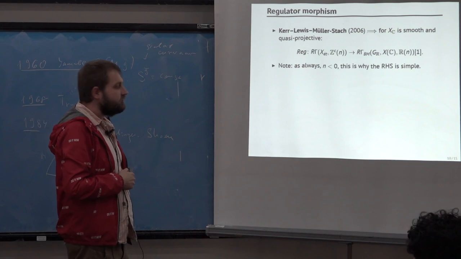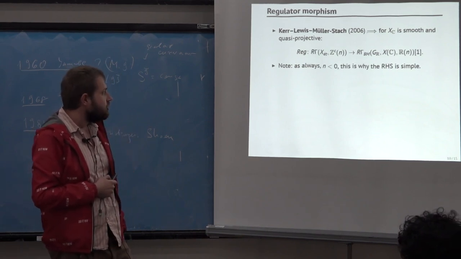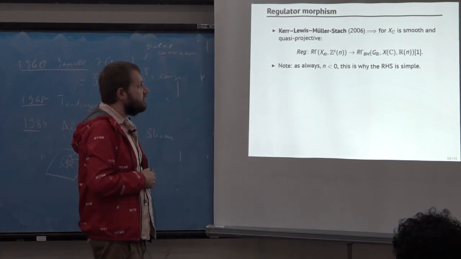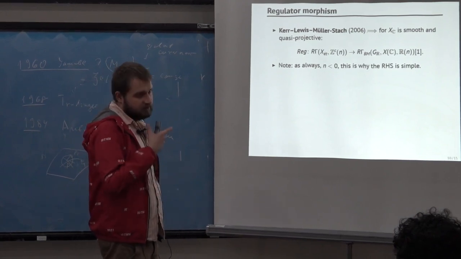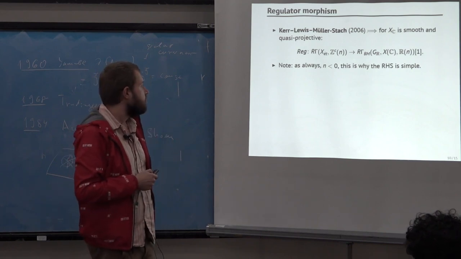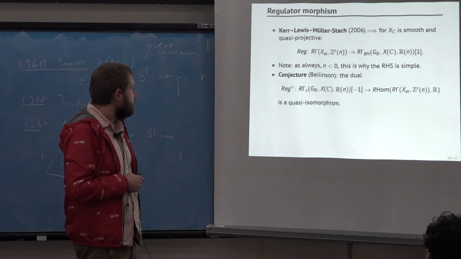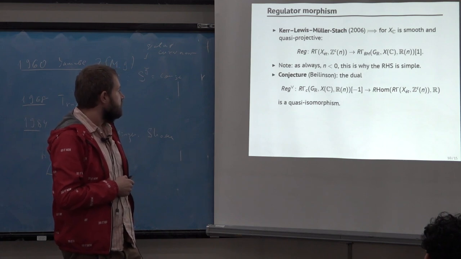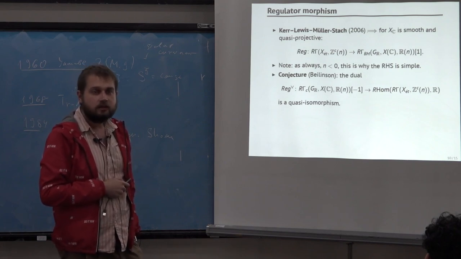So, in general, these regulators take values in something more complicated, which is Deligne-Beilinson cohomology or homology. But in all this story, n is strictly negative, and in this case we can see that the target of this morphism is much simpler than Deligne-Beilinson. And what is good about this regulator? Well, Beilinson conjectures that if we take the dual of this morphism, then it gives us a quasi-isomorphism of complexes.